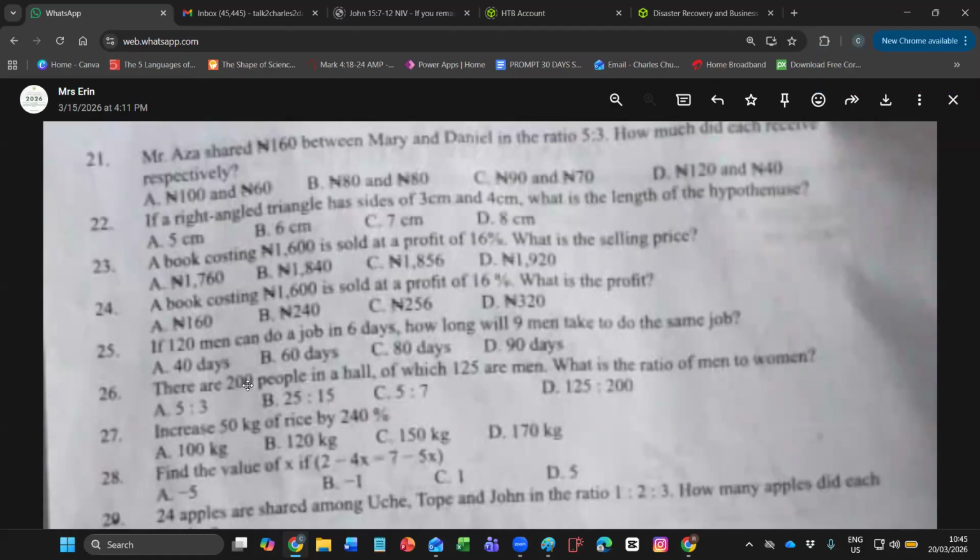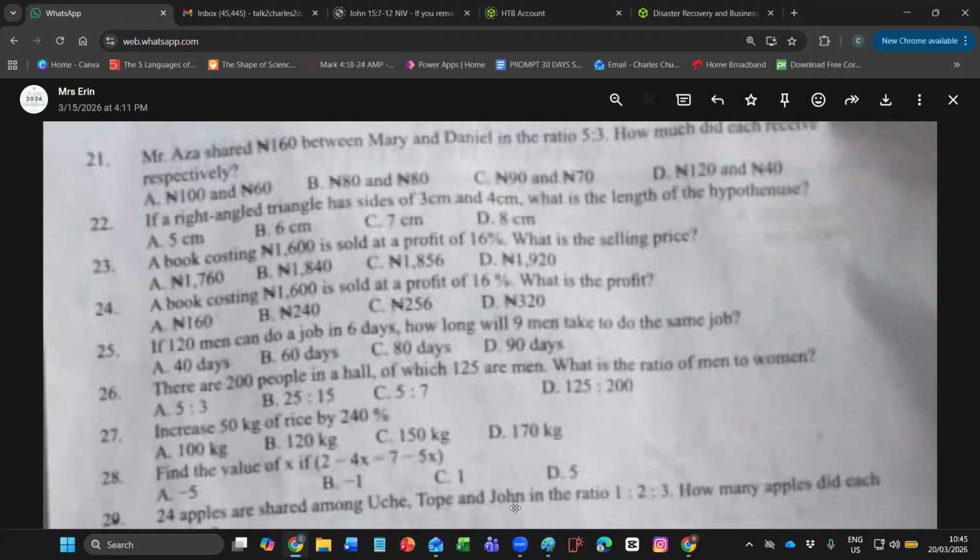Now let me ask you a question. The same job, 9 men are there. Don't you think it will take 9 men longer time to do that job? 9 men are trying to do the job that 120 men can do. It will take longer. But look at what is happening. The number of men has reduced from 120 to 9, and the number of days will increase. So it is clearly a case of inverse. Are we together?